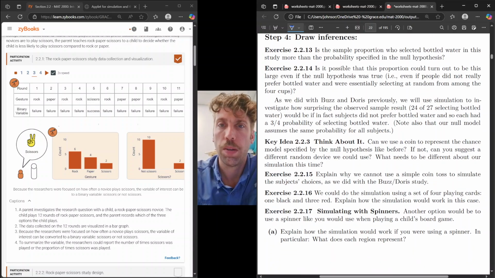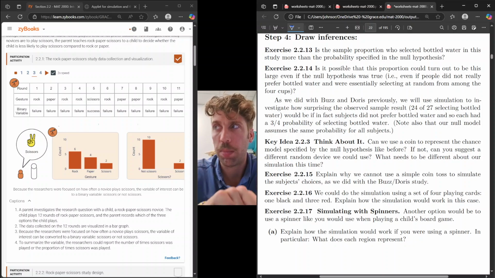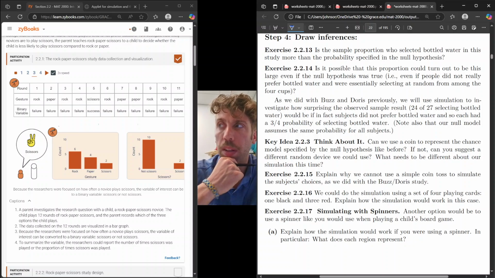Is the sample proportion who selected bottled water in the study more than the probability specified in the null hypothesis? That's a yes or no question. Based on your null hypothesis, there should be a number in it, and the P hat should be a number. Compare them. So P hat is the sample proportion, and then there's a pi for your null hypothesis. So compare them.